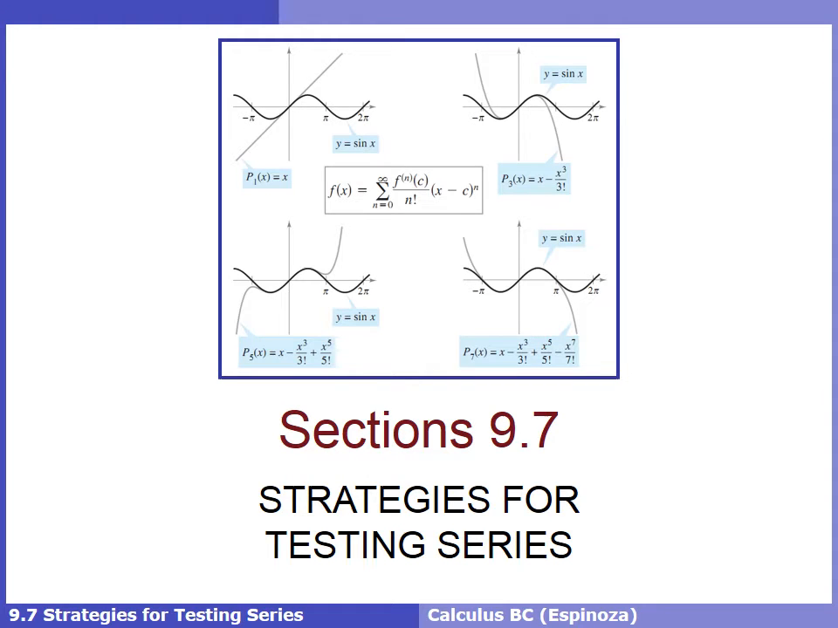So 9.7 is going to serve as a mid-chapter review of basically 9.2 to 9.6. 9.7 is basically, as the title suggests, a bunch of strategies for testing series. Since we started 9.2, which is really the proper start to chapter 9, we have a bunch of tests for figuring out if series converge or diverge.